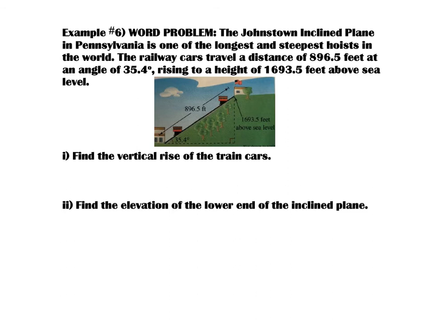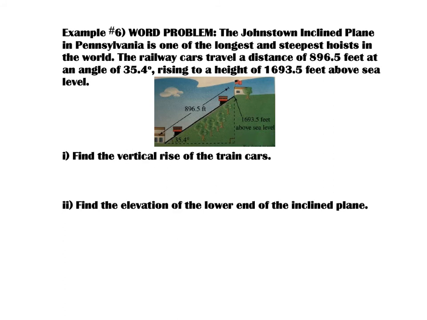The railway cars travel a distance of 896.5 feet, like you can see here in the diagram, going up this incline of 35.4 degrees, rising to a height of 1,693.5 feet. So probably a little over a quarter of a mile above sea level. Okay, so let's find the vertical rise of the train cars. So now consider that this 1693.5 is not the vertical rise. It is the height above sea level.